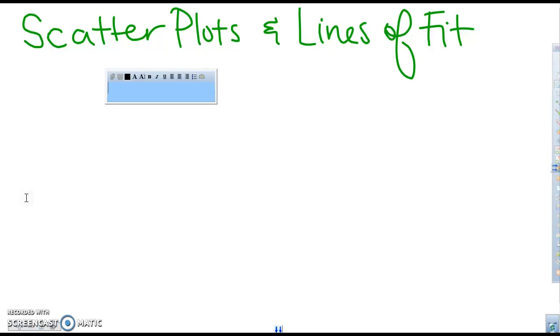Okay, today we're talking about scatter plots and lines of fit. This was one of the sections in our chapter 4, but it wasn't on the test, so we're covering it now, and it will actually be what we're doing for the Mathletics test coming up.